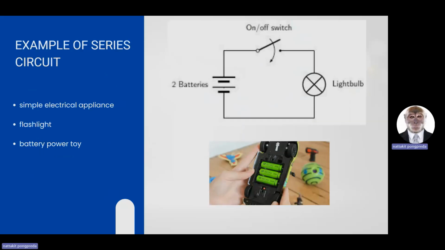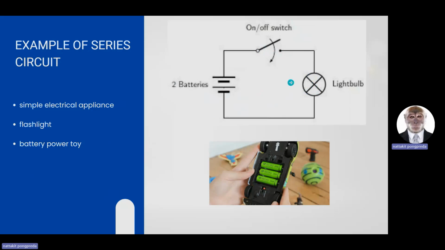An example of a series circuit. An example in an everyday appliance is a simple electrical appliance, a flashlight. In this example, it's a flashlight where there's an on and off switch, a light bulb, and batteries. A series circuit has the property that if one part breaks, so if the light bulb breaks due to maybe high voltage or too much current being applied, the circuit would be broken, and there will be no current flowing through the whole loop, and that will stop the flashlight from working.